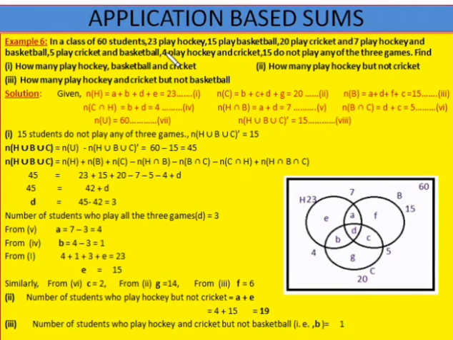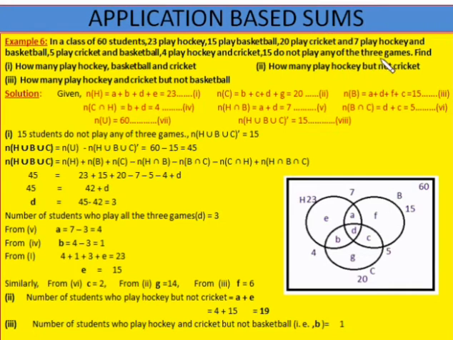Now in a class of 60 students, this is the universal set U, total students is 60, so n(U) is equal to 60. 23 play hockey, number of students in hockey is 23. 15 play basketball, number of students in basketball is 15. 20 play cricket, number of students in cricket is 20. And 7 play hockey and basketball, means the intersection of hockey and basketball is 7. 5 play cricket and basketball is 5. 4 play hockey and cricket, intersection is 4.